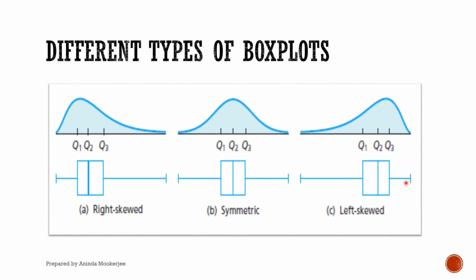And for a left skewed distribution, quartile 1 would be a little further to the left from quartile 2 than quartile 3 is. So there's more space between quartile 1 and quartile 2 than there is between quartile 2 and quartile 3. That makes it a left skewed distribution, right?